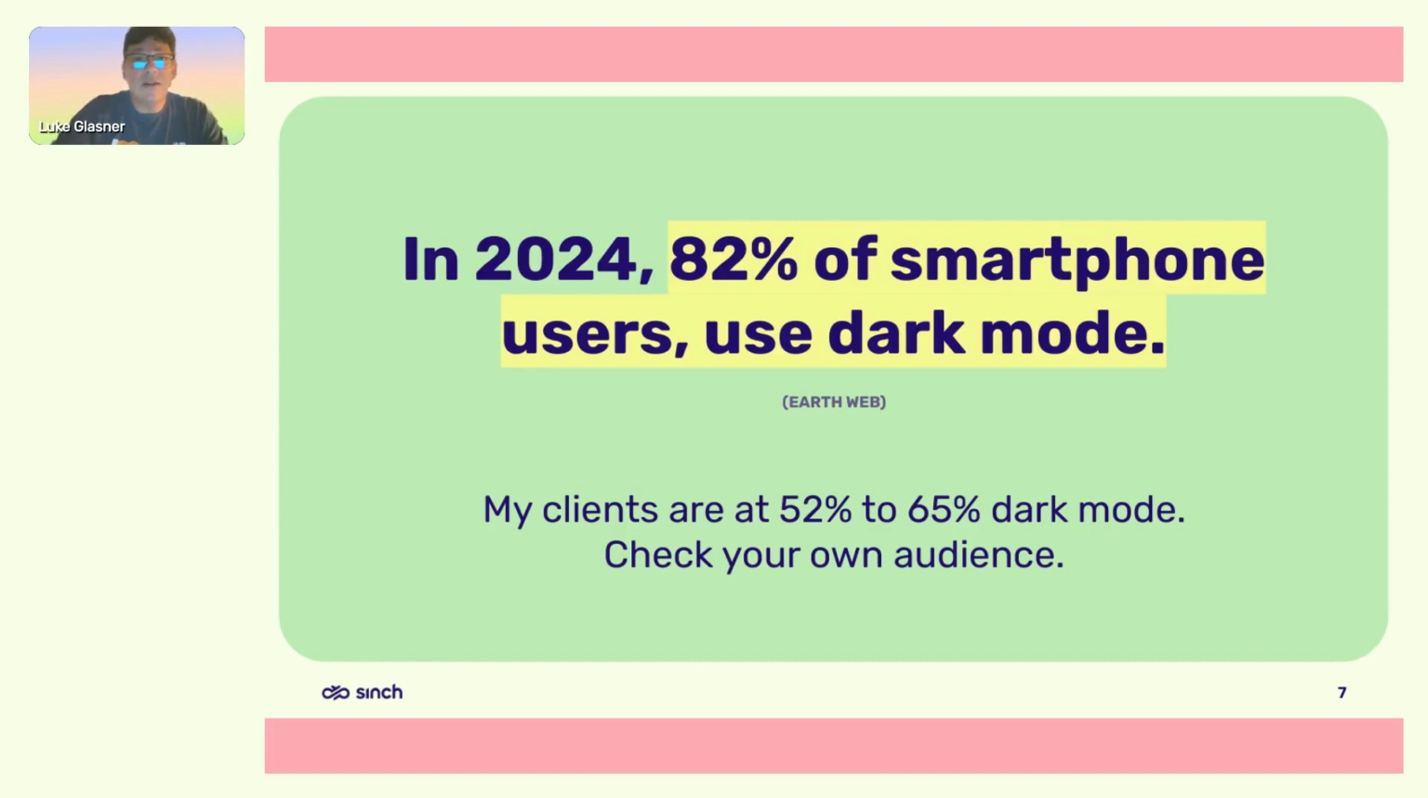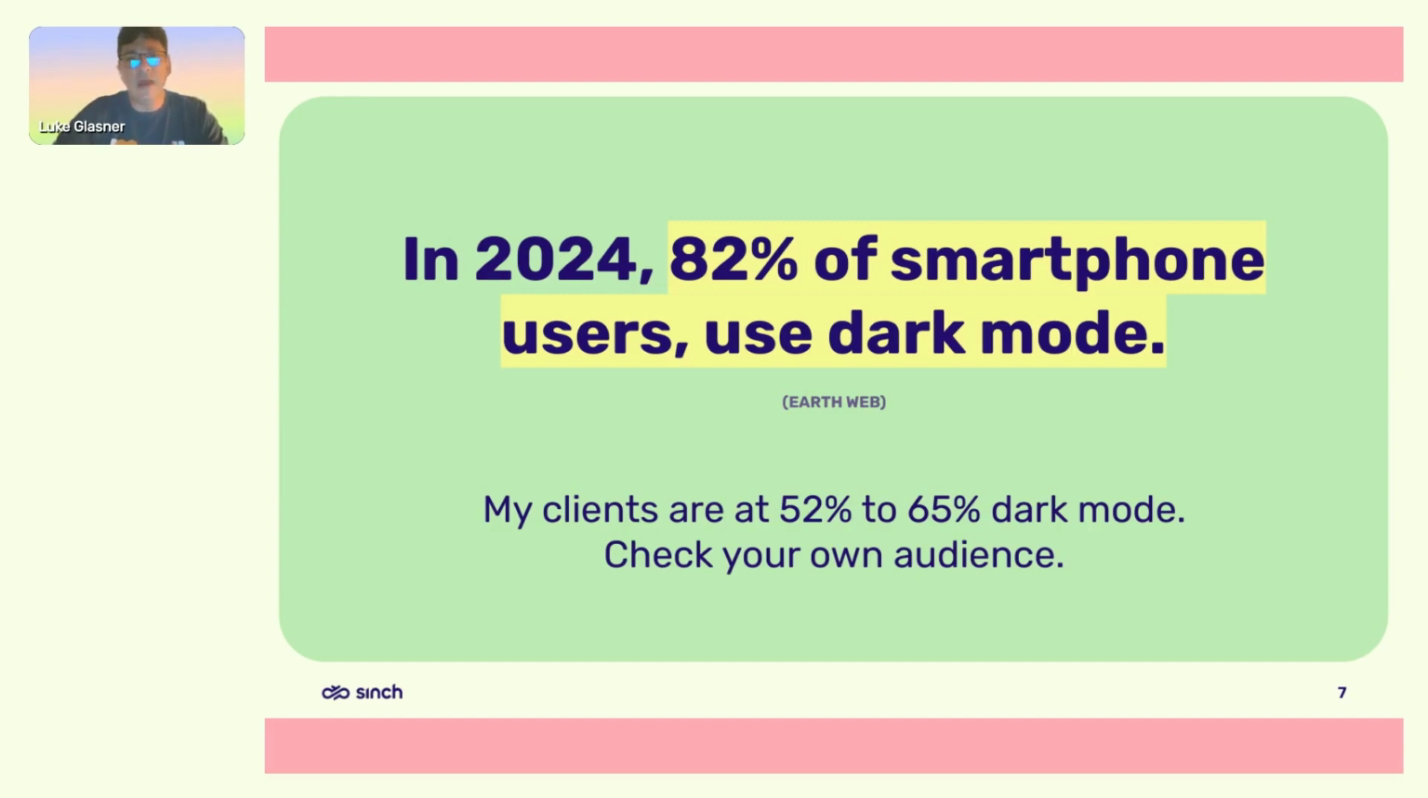So here's the startling fact. In 2024, 82% of smartphone users use dark mode. And that comes from EarthWeb. I've also seen some people say 90% and higher have dark mode.